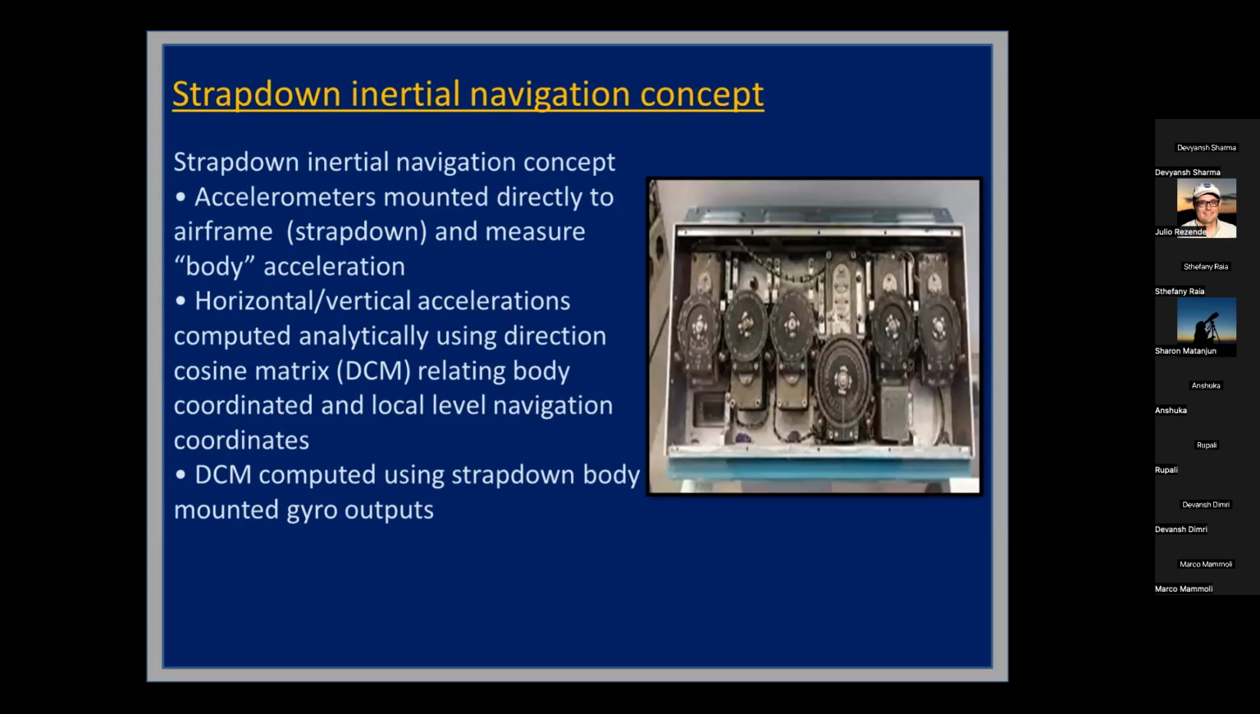Another is the strapdown inertial navigation system. In this, the accelerometer is mounted on the airframe and measures the acceleration of the body. The horizontal and vertical acceleration is computed analytically using the direction cosine matrix relating the body frame and the local level navigation system. The DCM is computed using strapdown body-mounted gyro outputs.